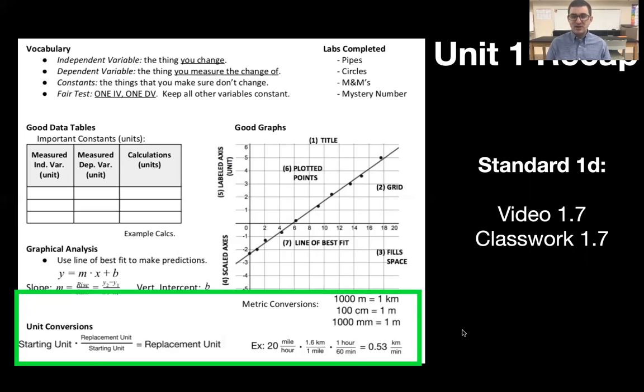There's 1,000 meters in a kilometer, 100 centimeters in a meter, and 1,000 millimeters in a meter. And so these are the three things that you really have to have memorized from this unit. And that's mostly it for Unit 1.